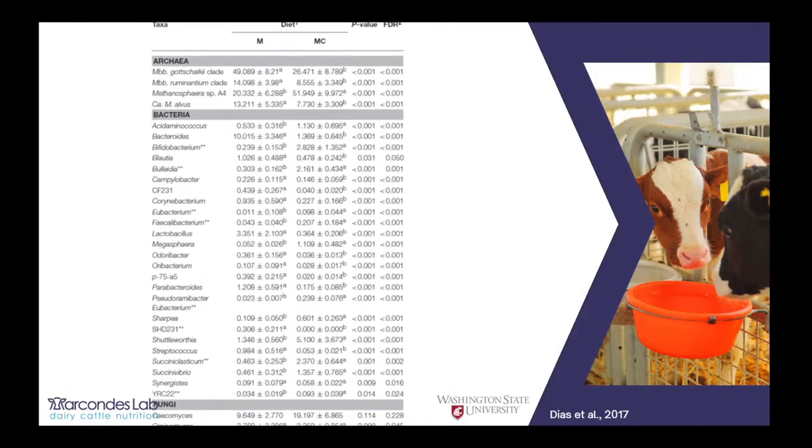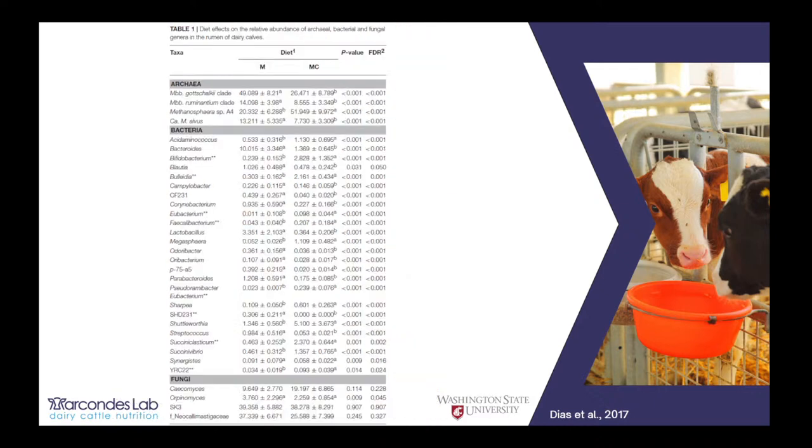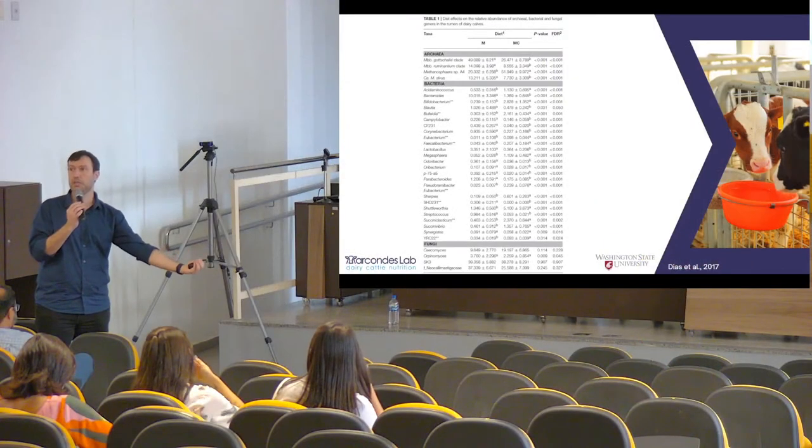So when we compare all of them, it's not for you to read, but you can see all the 0.001 here. Basically, you shift everything but the fungi community. And that was also interesting. I don't think you can see, but all those fungi, or most of the fungi, were non-significant. And that was very interesting because we do have some lignin in starter concentrate, but it did not shift. It's interesting because you feed only milk, or milk plus solid dry feed, and the fungi community was not changed.